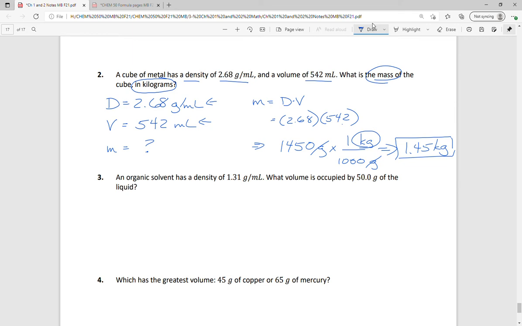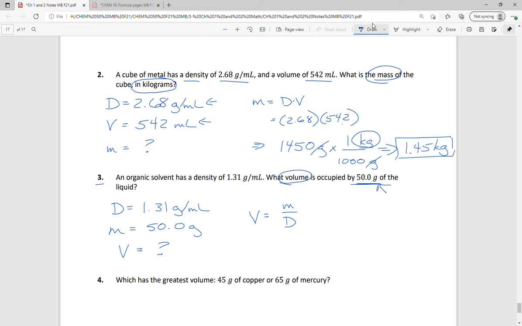Okay, so the next one, a solvent has a density. So when I read a word problem, I just hunt for numbers and units specifically. We know that we want to find out the volume occupied by 50 grams of the liquid. And again, the units tell me which variable. So the mass is 50 grams. I'm looking for the volume. So my equation for this one would be that volume equals mass over density.